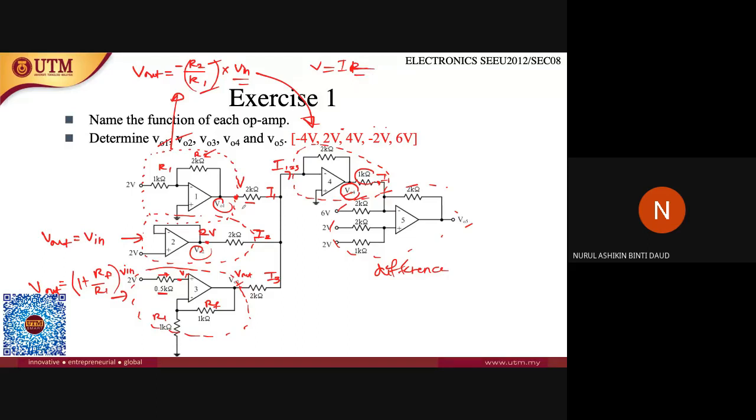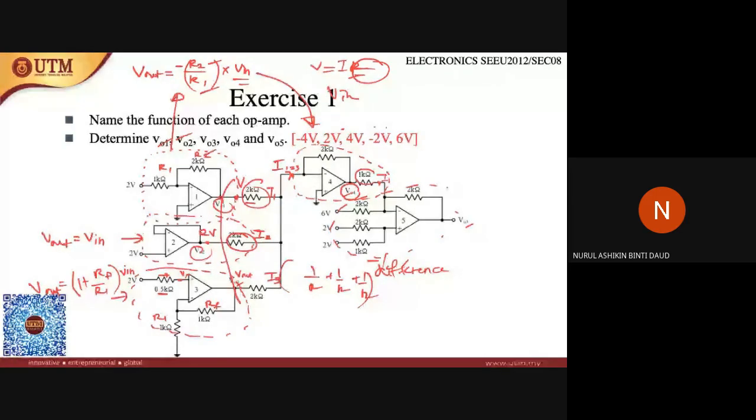So what is the total resistance here? Don't look here, we forget this part because it is already solved. Look at the total resistance here: 1 over R plus 1 over R plus 1 over R. Invert this, so you will get the total value of R. You already have the value of I, so you can get the value of voltage here. Once you get the voltage, this is going to be the V in. Okay?